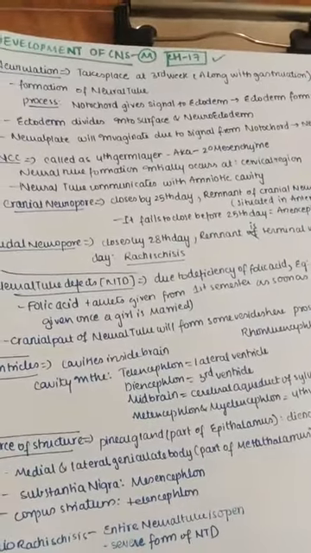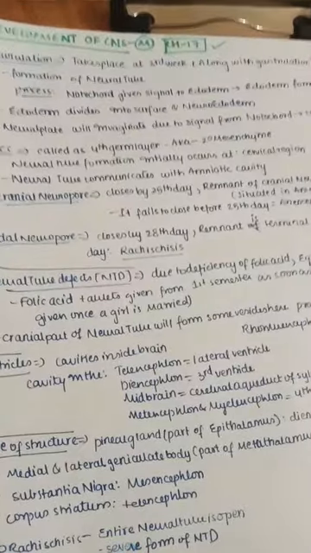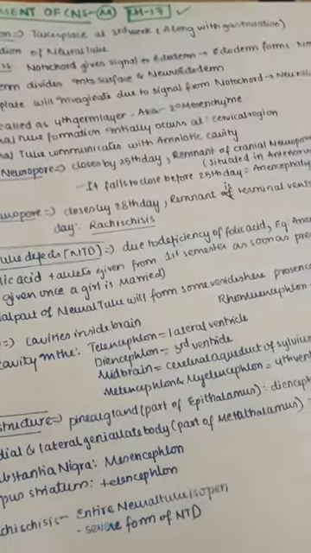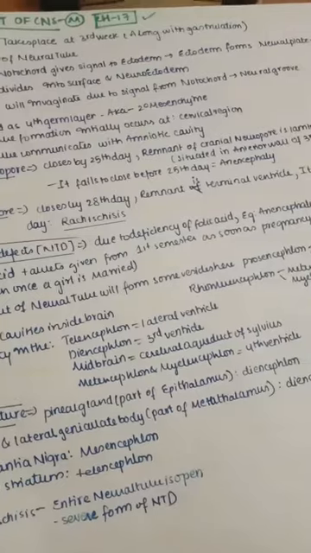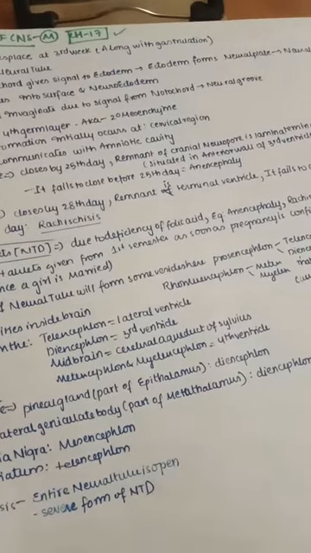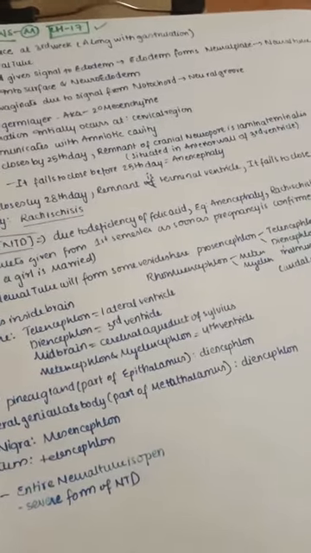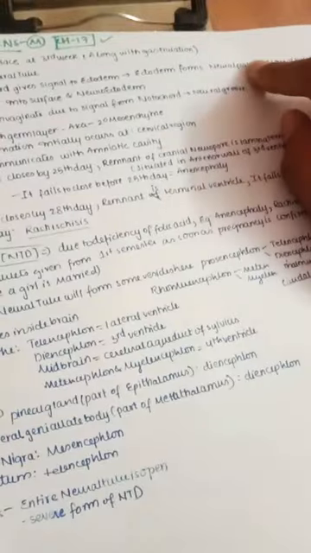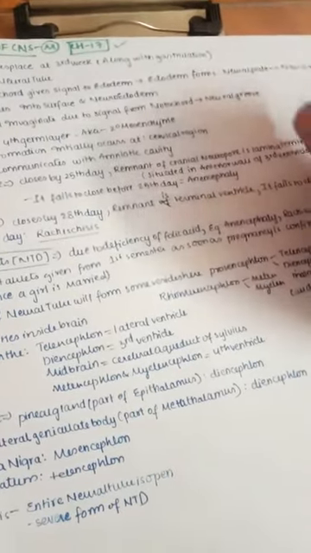First, we know the notochord is present between the mesoderm, that is the second layer. The notochord gives the signal to the ectoderm, so the ectoderm forms the neural plate. After the neural plate is formed, the neural groove forms, and after the neural groove is formed, the neural tube forms.